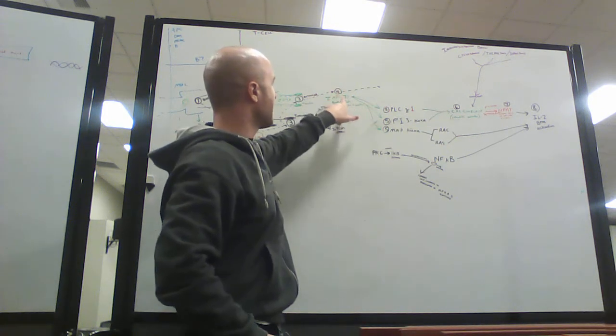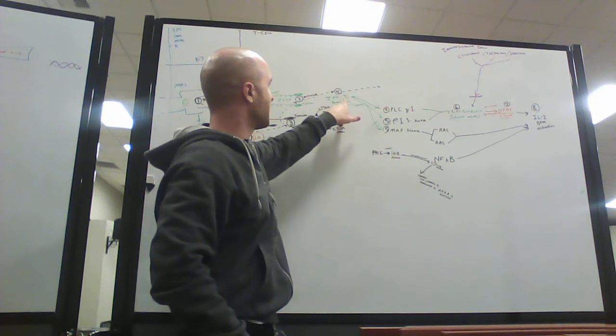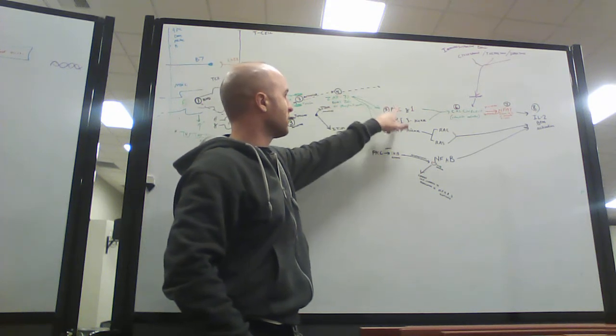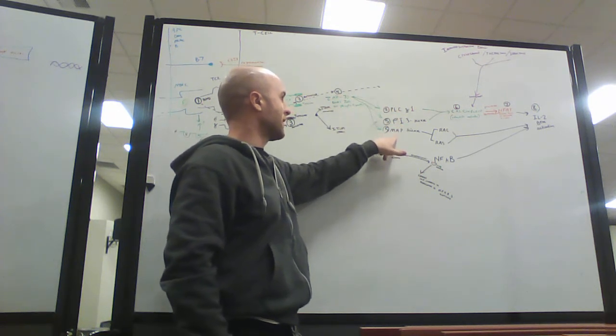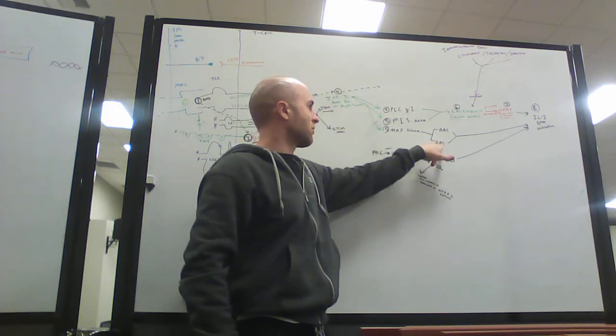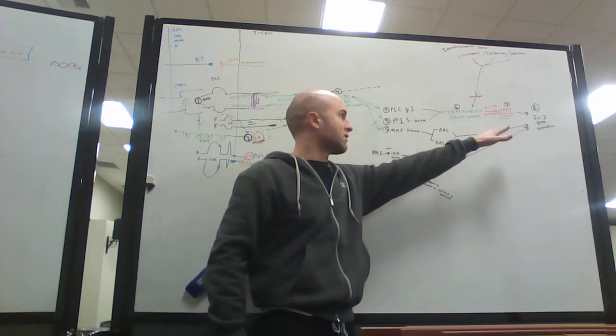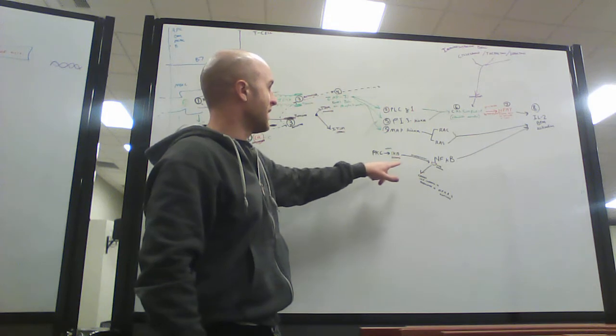At the same time, going back here, this ZAP70 is activating these two, and it also activates something called MAP kinase. MAP kinase is associated with RAC and RAS, which has this whole process of steps. It also leads to IL-2 gene activation.